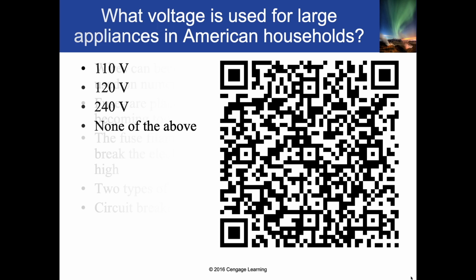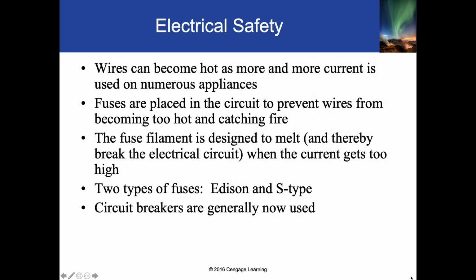Oh, my favorite is next. Electrical safety. Wires become hot as more and more current is used on numerous appliances. Fuses are placed in the circuit to prevent wires from becoming too hot and catching fire, which happens a lot at my house. I'm just kidding. No, I have a lot of extension cords, especially during the holidays, going all over the place, right? So the fuse is a filament that's designed to melt and thereby break the electrical circuit when the thing gets too hot, right?